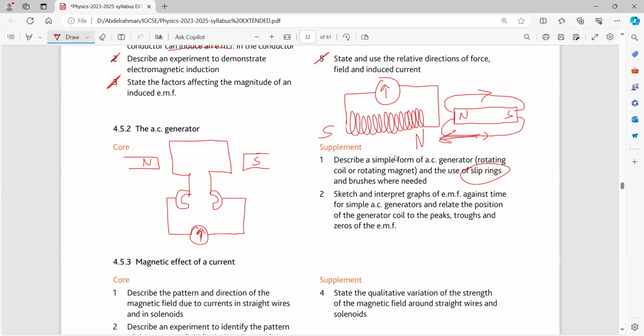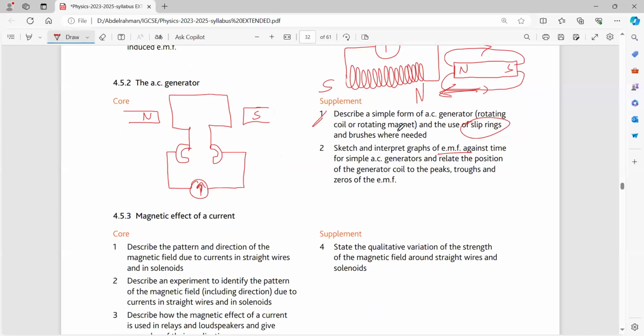The graph of the EMF against time, whenever you have a generator, it produces an alternating current. That's why we name it the AC generator. It keeps on moving up and down, up and down. The graph of the generator will always look like this.